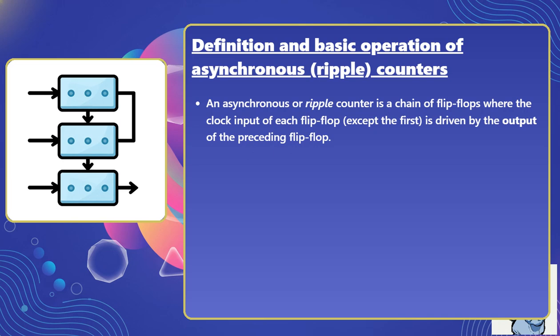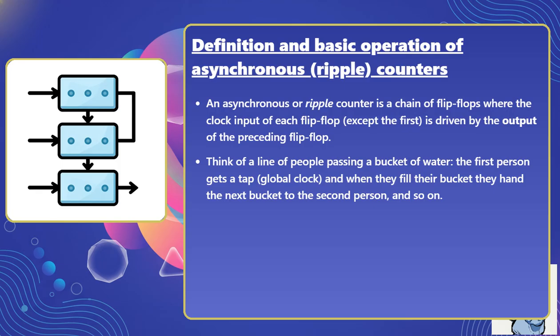An asynchronous or ripple counter is a chain of flip-flops where the clock input of each flip-flop, except the first, is driven by the output of the preceding flip-flop. Think of a line of people passing a bucket of water. The first person gets a tap, the global clock, and when they fill their bucket they hand the next bucket to the second person, and so on. Each handoff is a ripple; the change propagates step by step.